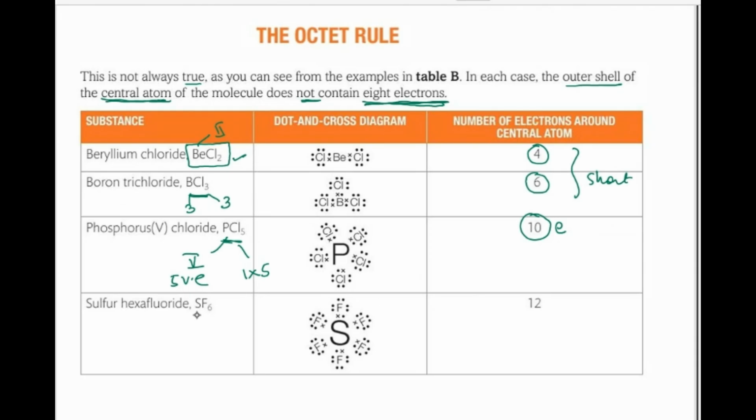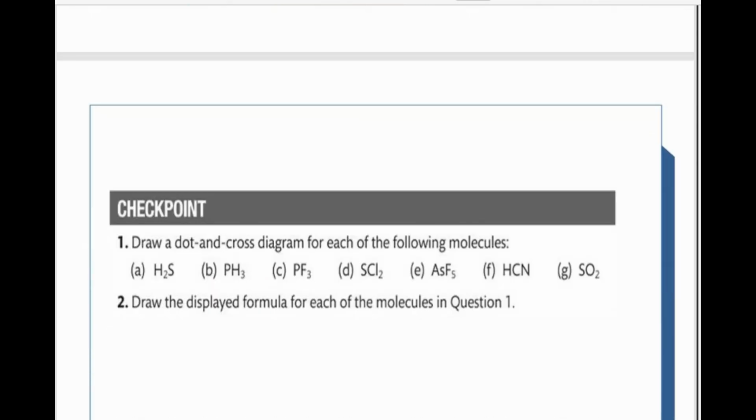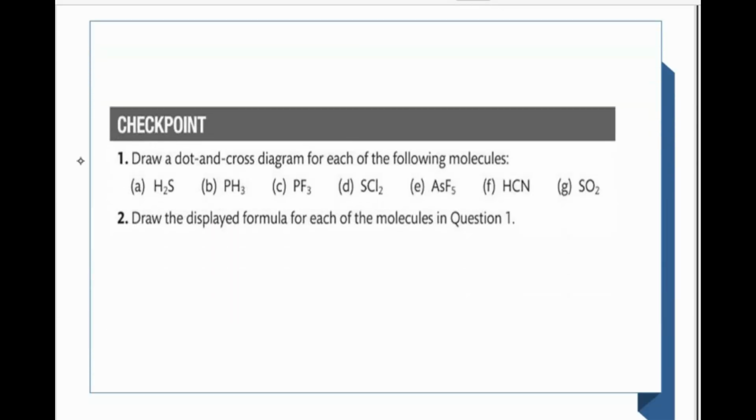Same goes for sulfur hexafluoride. Sulfur comes from group 6 and each fluorine is giving 1. So the valence electrons in this case are 6, and 6 electrons, 1 each coming from the fluorines. So the central atom has 12 electrons altogether. So the first 2 cases have a lesser number of electrons in the outer shell, and here this is exceeding. So these are certain exceptions. Okay, now we have a dot and cross diagram. This is going as your homework, and the displayed formula also.